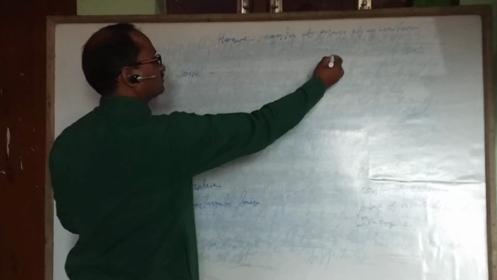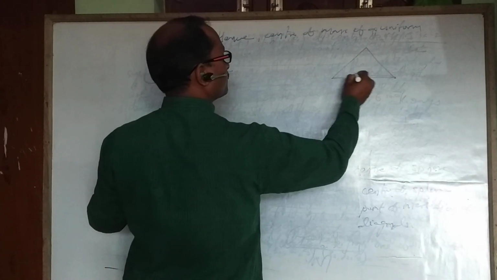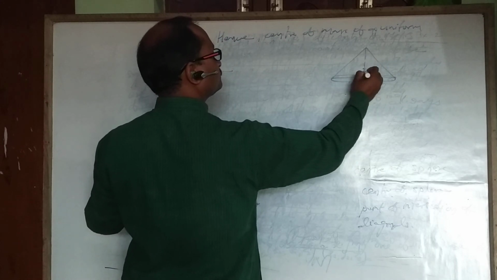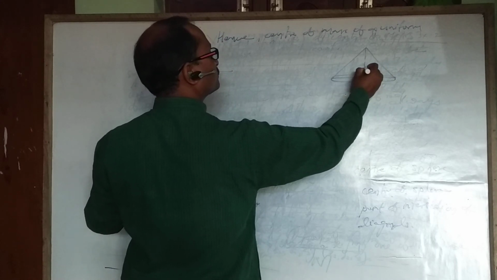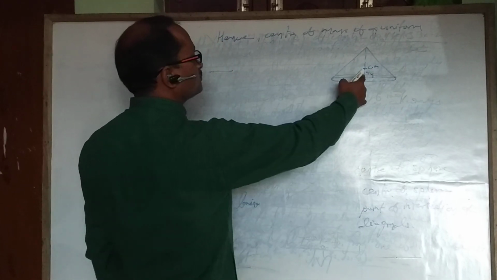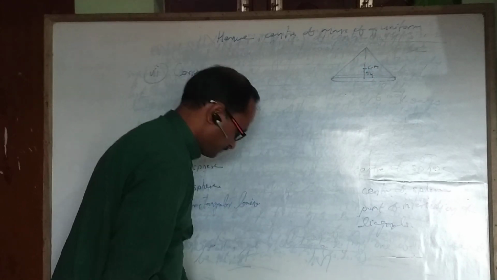Cone: at a height h by 4 from base of the cone on the straight line joining center of base to the vertex.